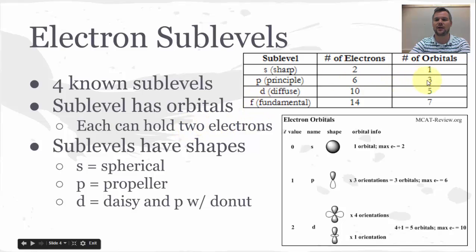The P has 3 different orbitals, so it can hold a total of 6. In other words, 3 times 2 gets me to 6. D has 5 different orbitals. It can hold 10 electrons. And F has 7 different orbitals. It can hold 14 electrons.